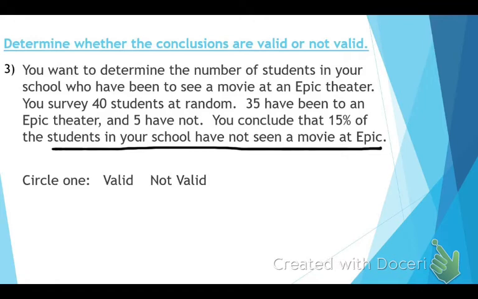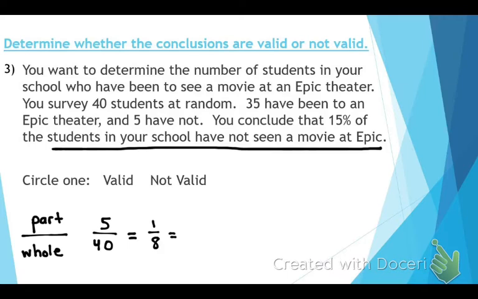So when I do this, if you remember, we are figuring out what part we're looking for divided by the whole amount. What part did they conclude of students that have not been to an Epic Theater? No, we're looking at what we underlined, have not seen a movie. Only 5 of them. Out of how many? 40. There were 40 total students that were surveyed at random. What's 5 divided by 40? 1/8. It is 1/8. What would that be as a decimal?